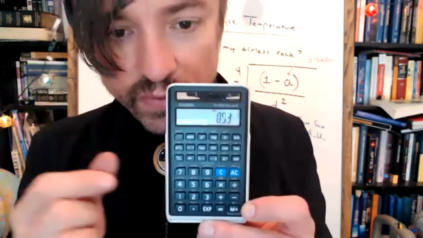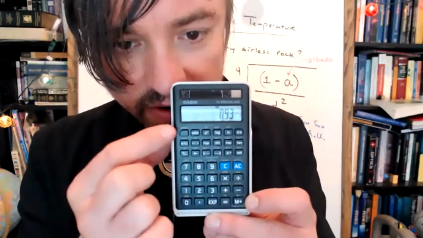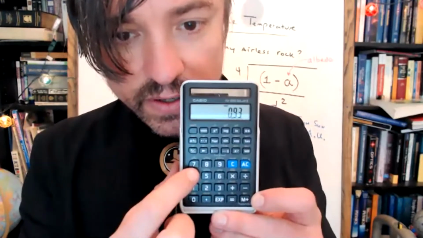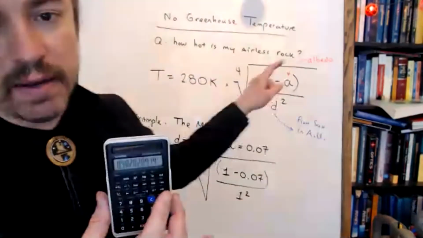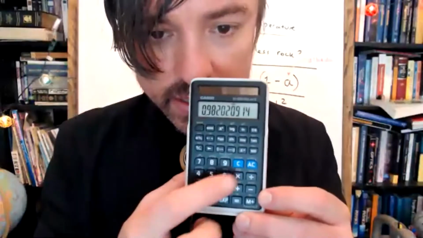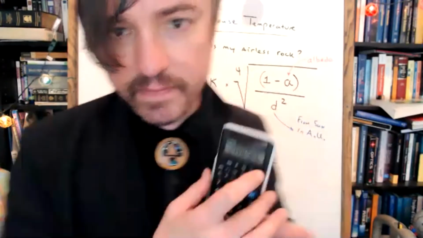Now we're going to do the fourth root. Remember, to do the fourth root, you have to hit shift and then this key here. So shift, arbitrary root, 4, equals. And now I'm going to multiply that by 280. 275 Kelvin.